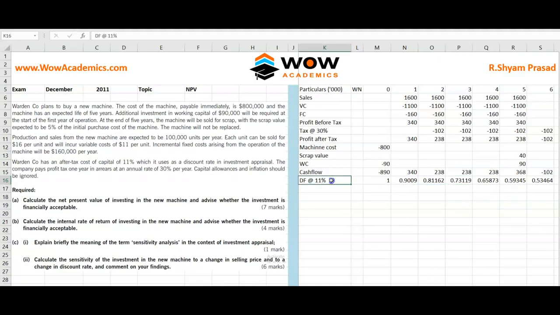So that's how it works. If you are confused about whether these numbers are correct or not, check with the discount factor table which is available in the exam. So you got these numbers.